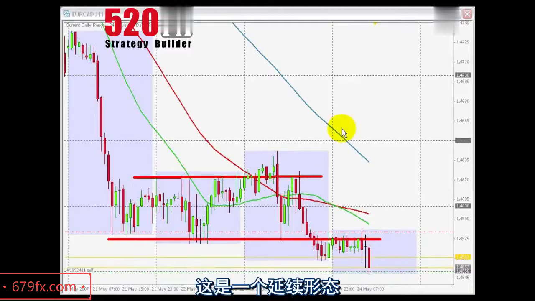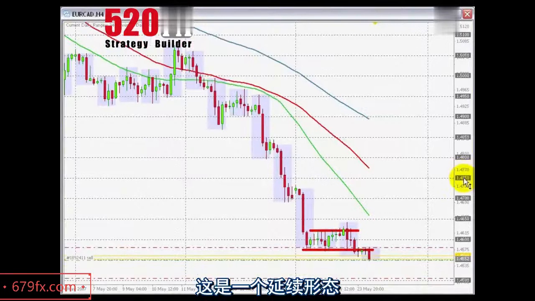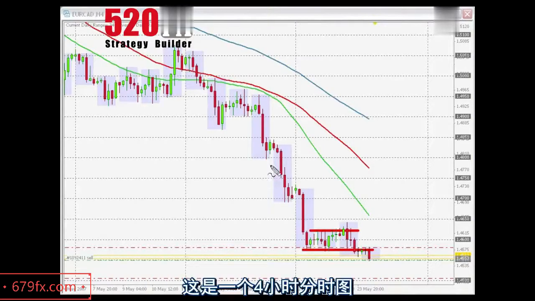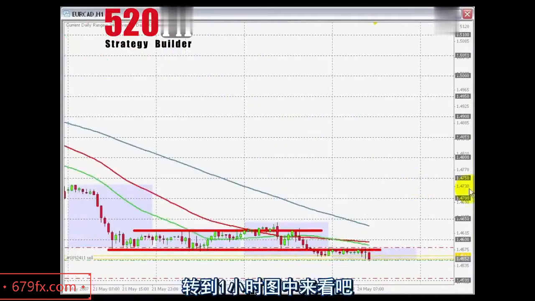It's basically a continuation pattern, what I understand as a continuation pattern. Let's see what's been going on in the daily, in the 4 hours chart. We are definitely in a downtrend. Moving average is pointing down. Let's go back to the 1 hour chart for a clearer view.